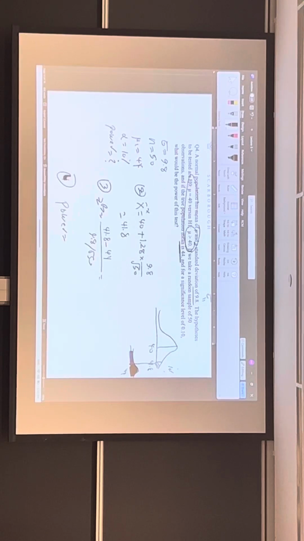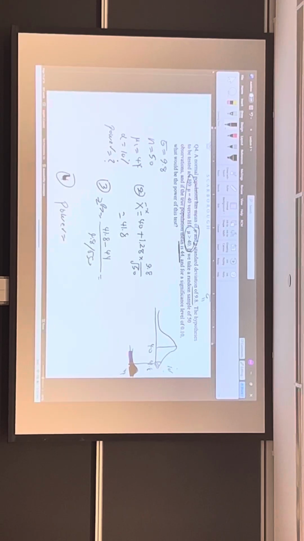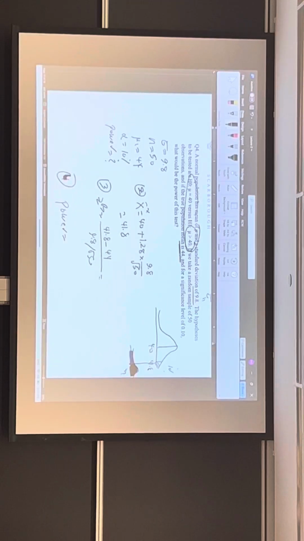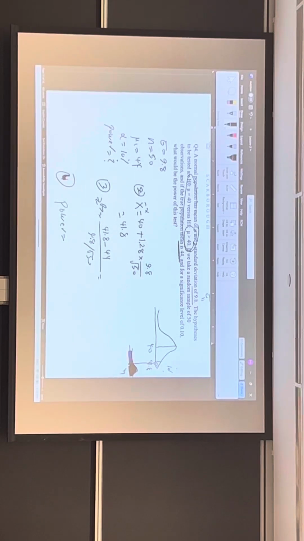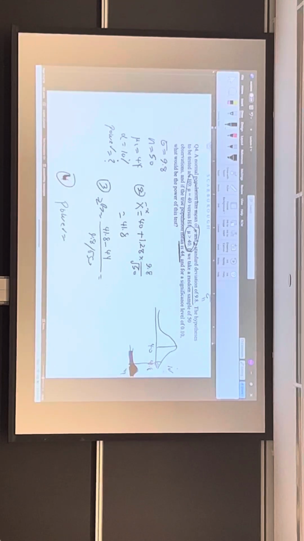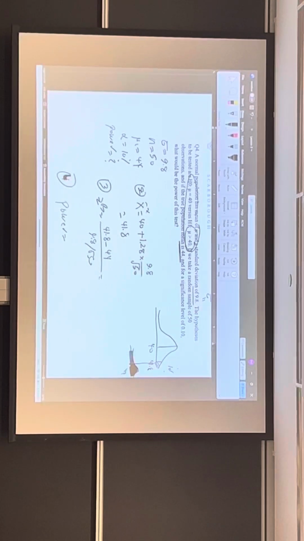Blue is when you don't reject the null. The black is when you do reject the null. Toward the test, that's the power. Opposite, that's the beta. So be careful with it. That mix-up is very common. In a multiple choice, you may miss the whole thing. In a long question, it's a small deduction, but be careful with it.